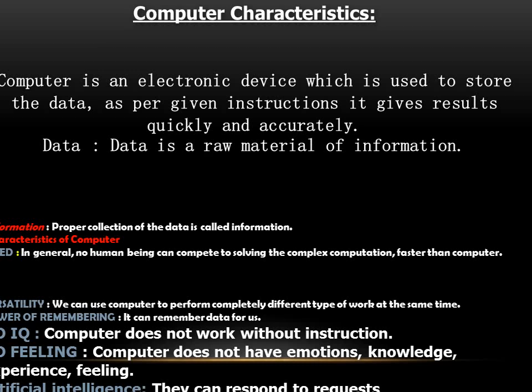Computer characteristics. A computer is an electronic device which is used to store data as per given instructions. Data cannot be retrieved without instructions.